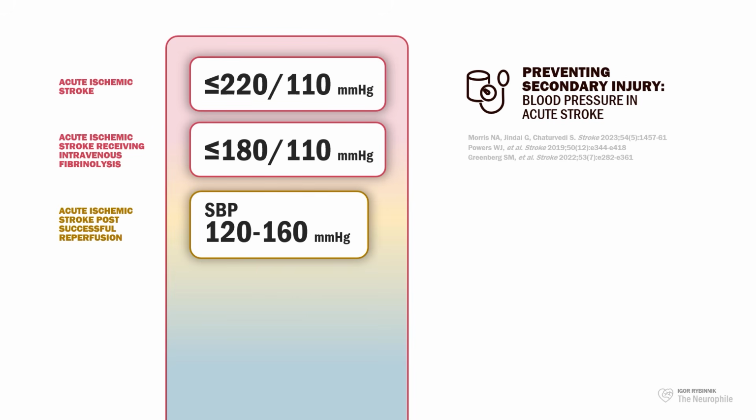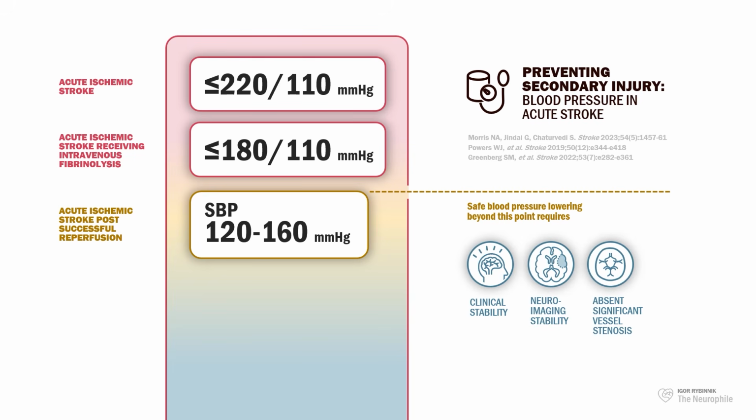Once reperfusion has been achieved, we aim for a lower systolic range of 120 to 160 millimeters of mercury. Allowing the blood pressure to stay higher raises the risk of hemorrhagic transformation, and we gain nothing by pushing higher blood pressure once the vessel is already open. Now, keep in mind that reducing the blood pressure with acute ischemic stroke is not safe unless there's clinical stability, neuroimaging stability, and clinically significant vessel stenosis is absent.